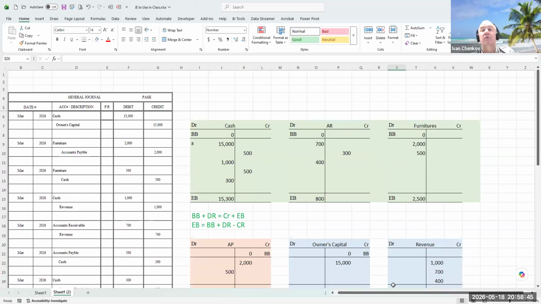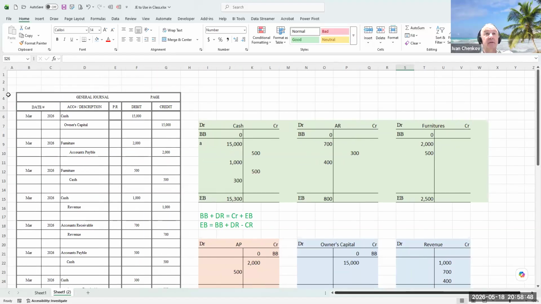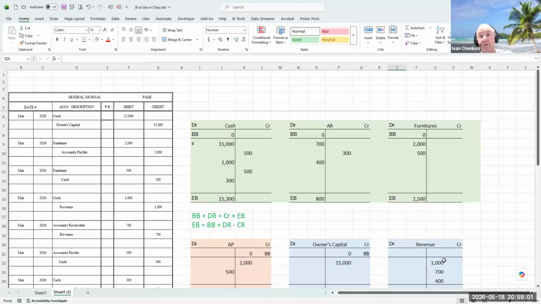So now what I have is the general journal, which shows me which accounts are involved, how much is debit, how much is credit. Then I have this kind of ledger, which gives me information for each account based on the general journal: how much is the beginning balance, how much is the debit, how much is the credit, how much is the ending balance, for each account involved in all the transactions.